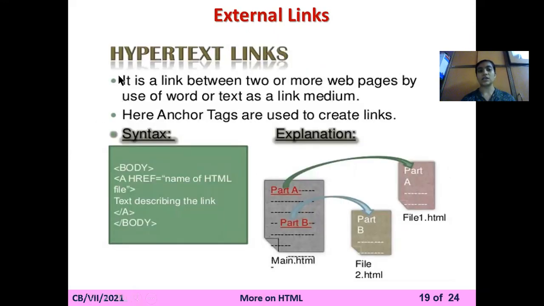What is the external link? It's a hypertext link. It links two or more web pages by using a word or text as the link medium. Here the anchor text is used to create the links.